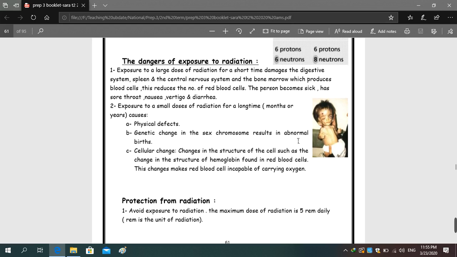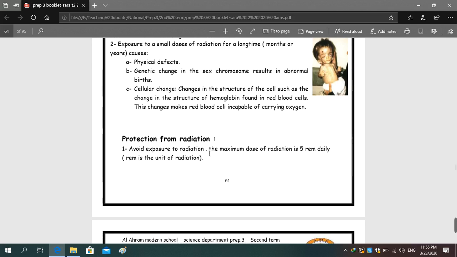How can we protect ourselves from the radiation? Avoid exposure to radiation. The maximum dose of radiation is 5 rem per day. The unit used to measure the radiation is called rem. So, if the number of rems that reach our body exceeds 5 per day, it will be harmful to the human. But the maximum safe dose is 5 rem.